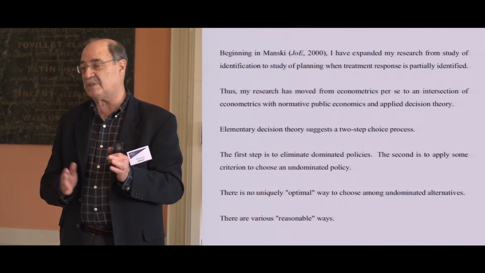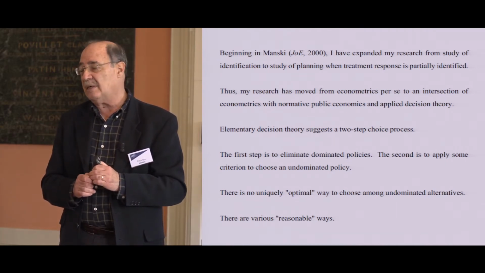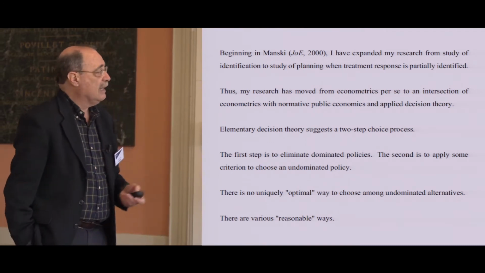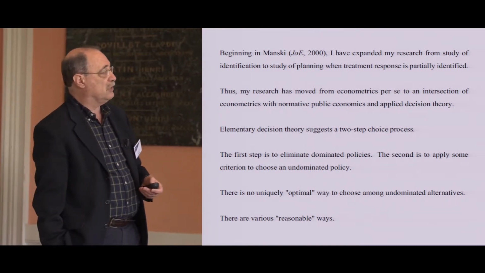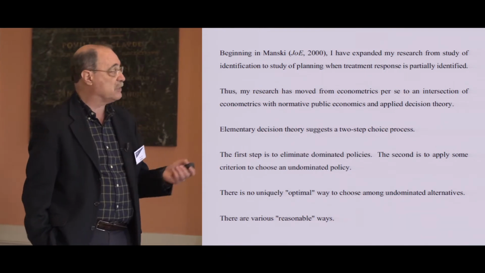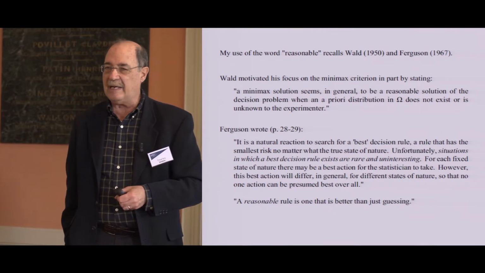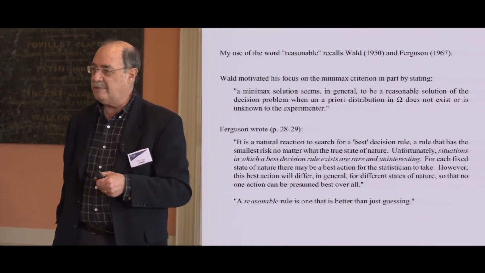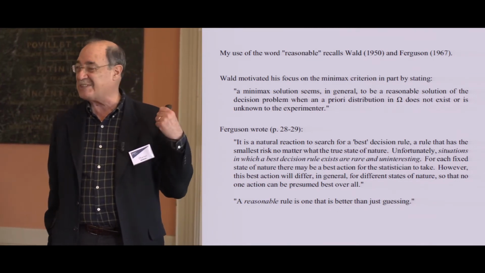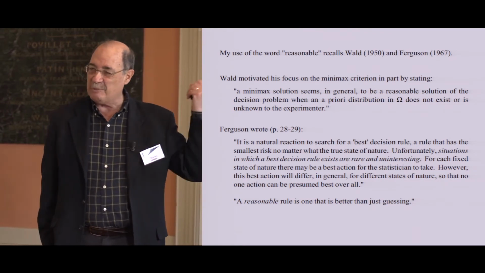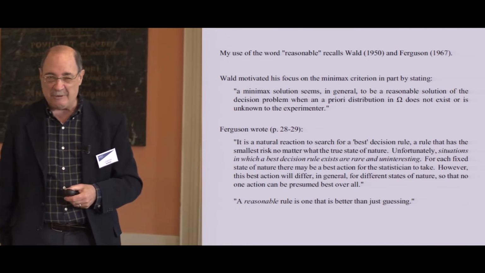It's very important not to confuse them, because they are very separate in what it means to get something that works uniformly well. Now, what I say here is that there is no optimal way to choose among undominated alternatives. There are only various reasonable ways. The term reasonable, I use that term all the time, but it's easier for me to quote someone who's used it before. It's not that they can define it any better than I can, but at least they wrote about it a long time ago, and they're very famous.